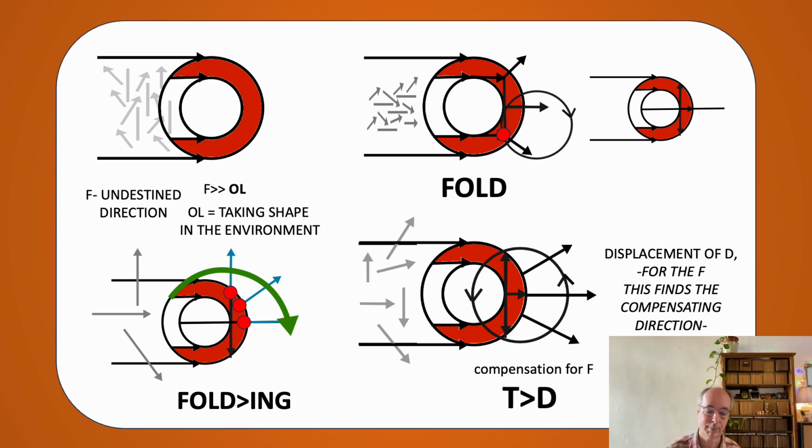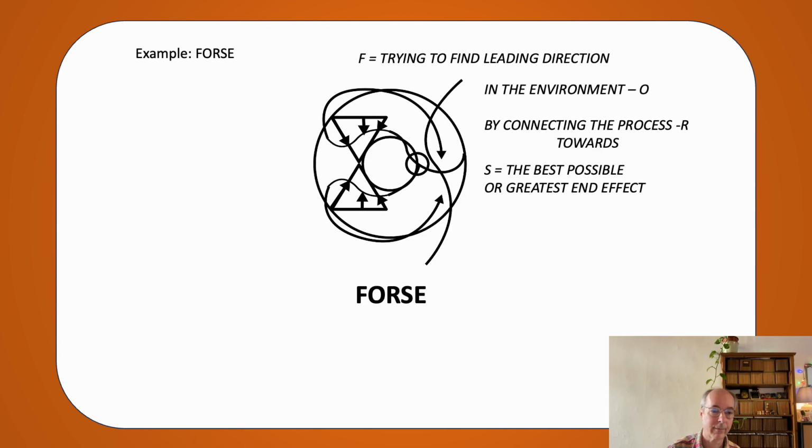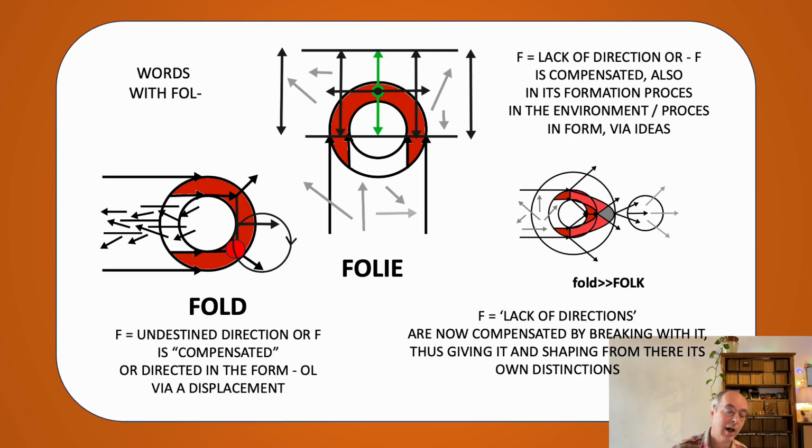This is my three-dimensional space where I find the solution in T, a point of reference, in D, of moving apart. And even if I express it a few more different times, it's always about the same thing. It's about the reference point where you can move something in an environmental space so that you have at the end new directions to follow. Force, I also expressed it quickly. Force is trying to find a leading direction with F in the environment O by connecting it to a process R. To S, the best or greatest effect, which is the force. The force.